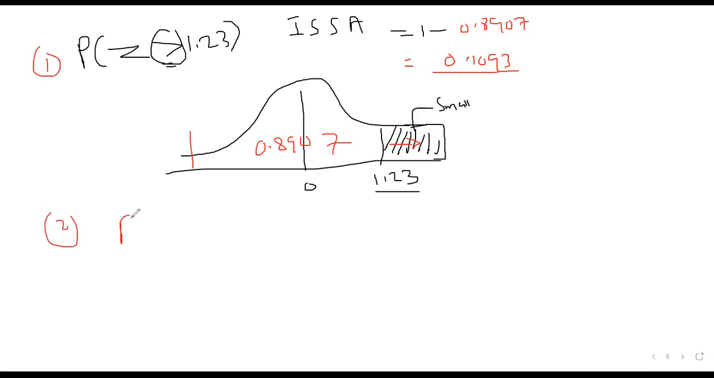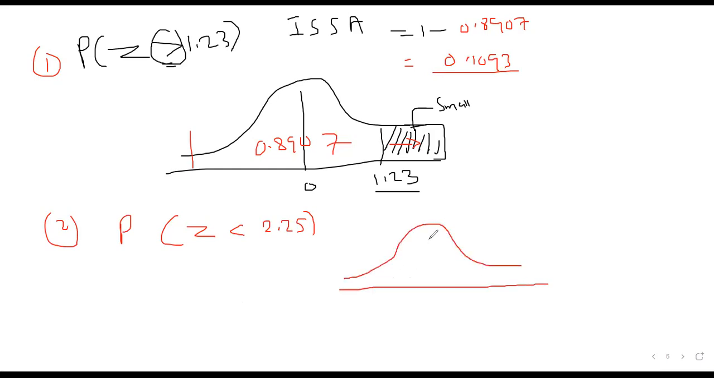Question number 2, let's find the probability that Z is less than 2.25. Let's illustrate. Who wants to help us illustrate? Step 1, illustrate. 0 is here, 2.25 is here. What are we going to shade? Put our divider. Where are we shading? To the left, following the symbol. Yes, to the left.